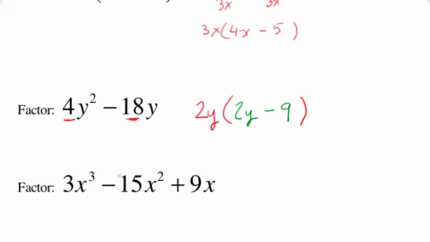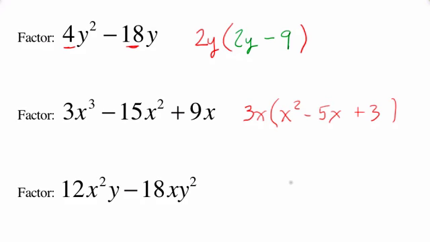Let's do the next one. Now here there's 3 terms. So you have to actually look for the GCF, the greatest common factor of all 3 terms. So we have 3, negative 15, and 9. The GCF of 3, negative 15, and 9 is 3. Now what can go into x cubed, x squared, and x? That is an x. So 3x is the GCF. 3x goes into 3x cubed, x squared times. 3x goes into negative 15x squared, negative 5x times, and then 3x goes into 9x, positive 3 times. And again, you can multiply this out to check your answer.